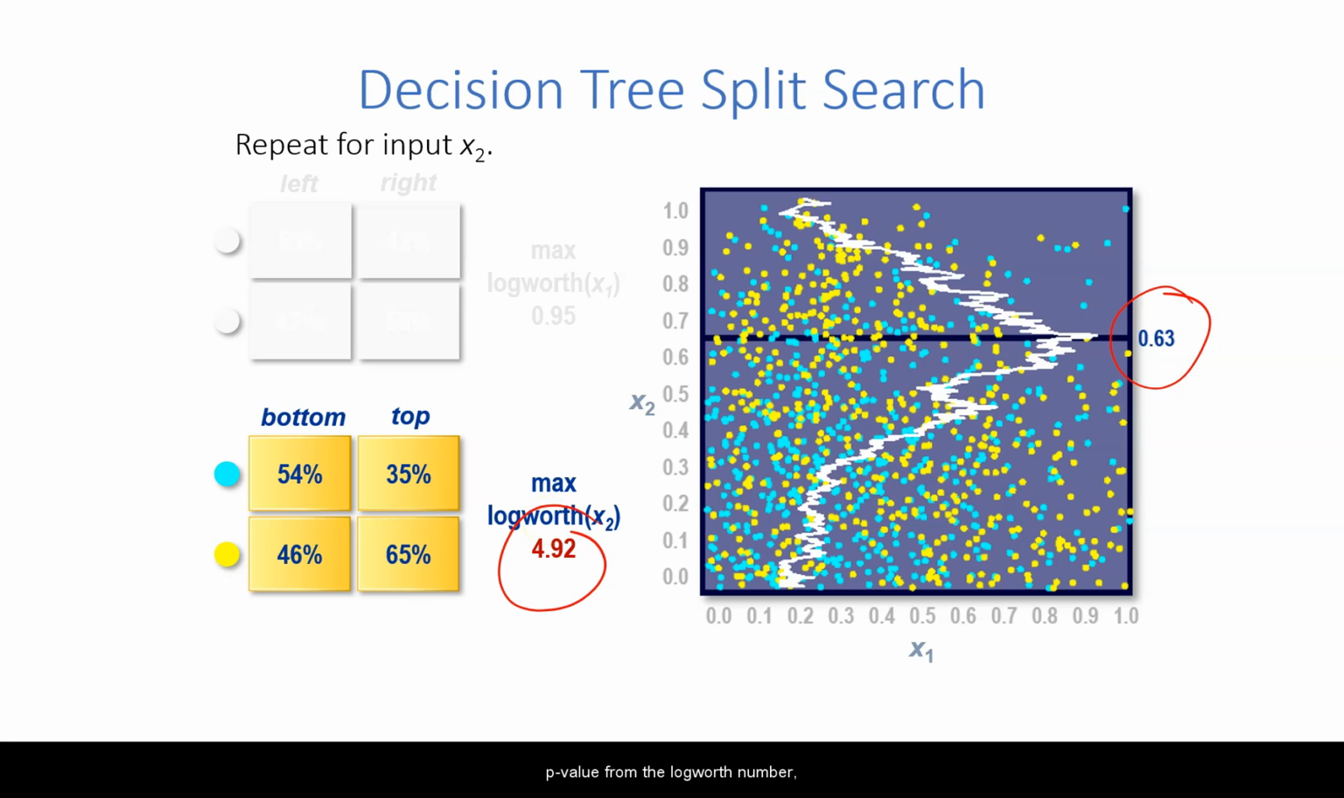You can also compute the p-value from the log-worth number, which is e raised to the negative 4.92 power, and the p-value equals 0.0073, suggesting that it is significant at the 0.05 level. This information can also be confirmed by looking at the contingency table, where the frequency numbers show a larger variation from the 50-50 class distribution.